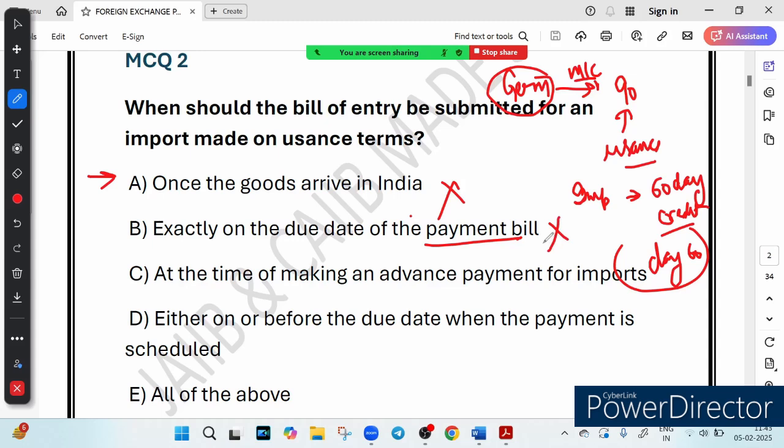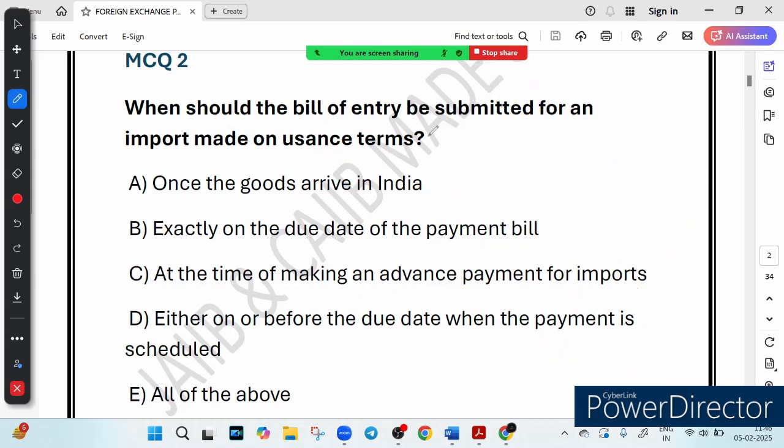Option C says at the time of making an advance payment for import, right? So this applies to advance payment, but usance import does not require advance payment. You see clearly written usance term. Usance means deferred payment. Whenever I say usance, one thing that should strike your mind is that it is deferred payment. So this situation does not apply. We are talking about option C. For example, if the importer pays upfront before receiving the goods, it is a cash transaction, not a usance transaction. So that is why option C is also incorrect.